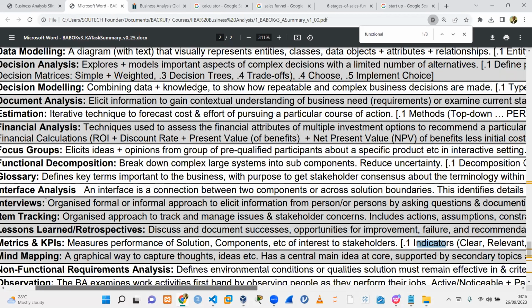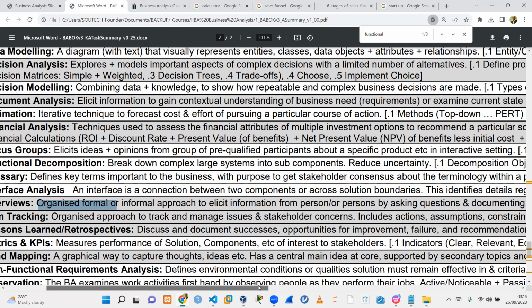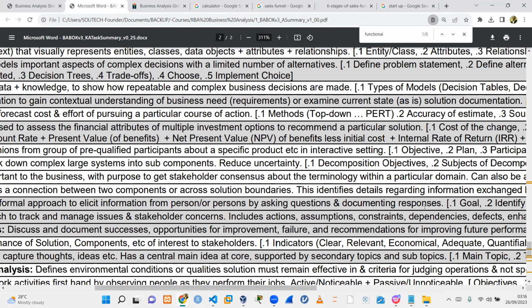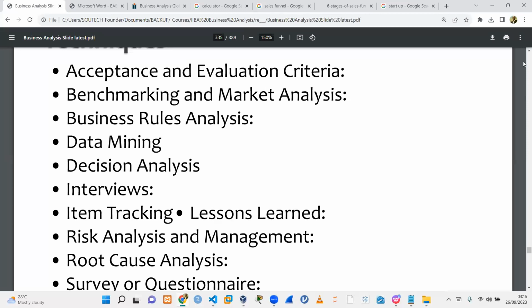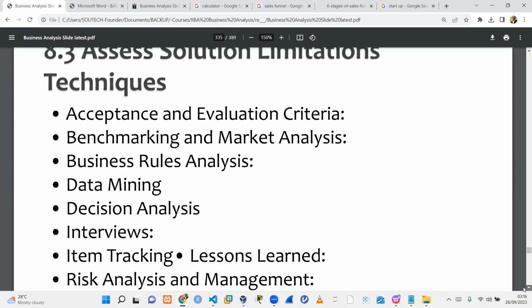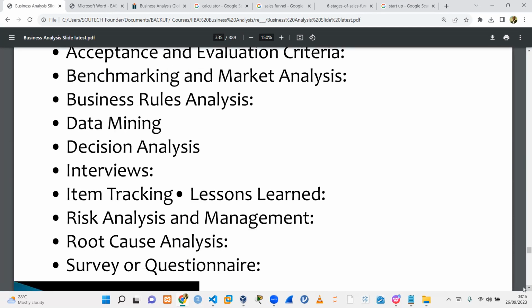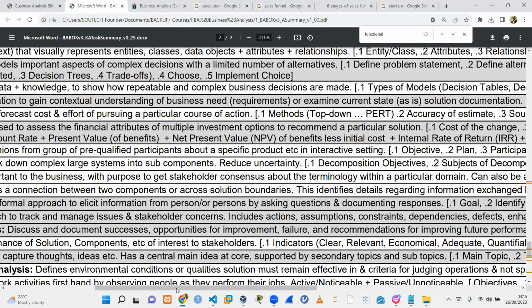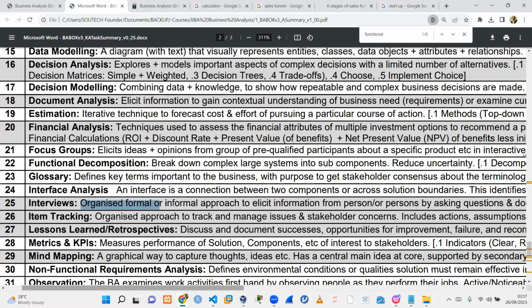So an interview is an organized, formal or informal approach to elicit information, to gather information from a person or persons by asking questions and documenting responses, right? An interview can help you to assess the solution that you have and to see if there are limitations. So interview is very key. Then root cause analysis, and doing some surveys, setting up a questionnaire.